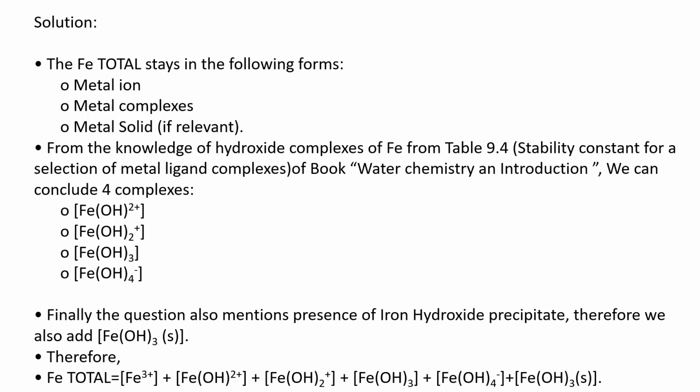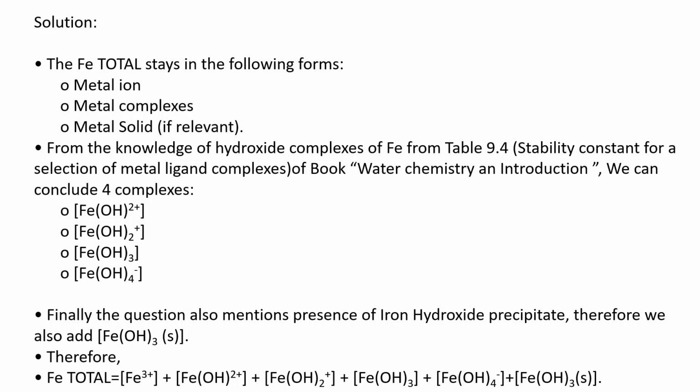Second, it may form metal complexes. Third, it may form some metal solids or metal precipitates. Because it works at a certain pH level, if the pH is desirable for the formation of metal solids or precipitates, then some metal solids may also be formed. Otherwise, it won't form. There will be metal complexes and metal ions definitely.